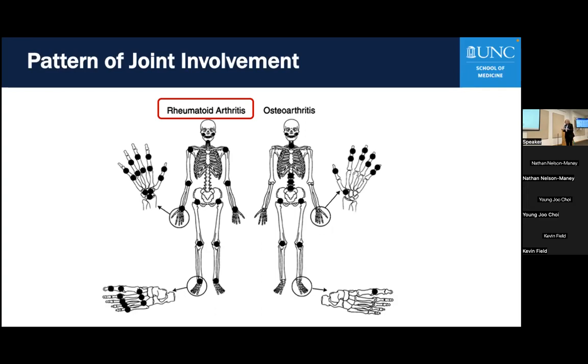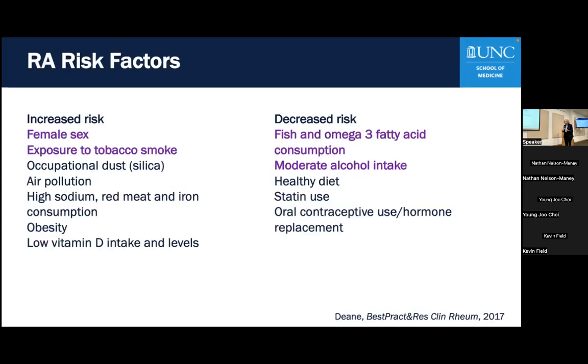Now, lots of other joints can be involved. I mentioned that rheumatoid arthritis often involves the feet early, and it usually involves the ball of the foot. So where we're standing on the ball of our foot, the midfoot, but not usually the more distal toe joints. And in osteoarthritis, by far, the first metatarsal phalangeal joint is commonly involved. So the pattern of joint involvement can be different in different kinds of arthritis.